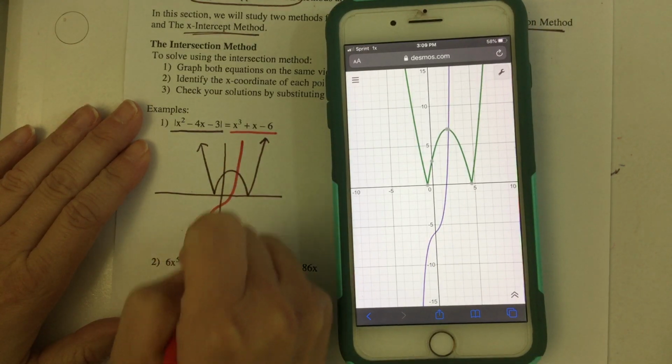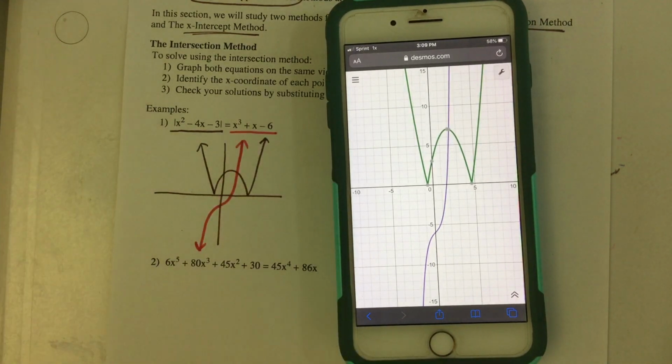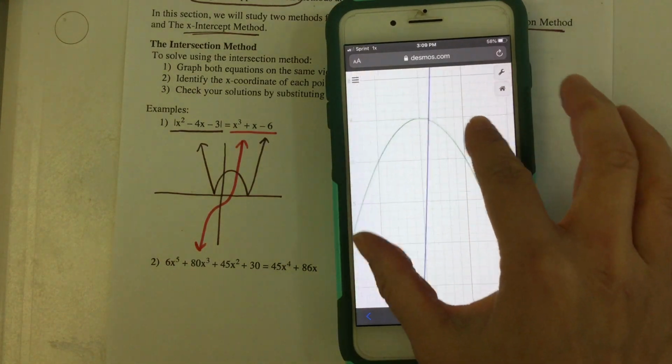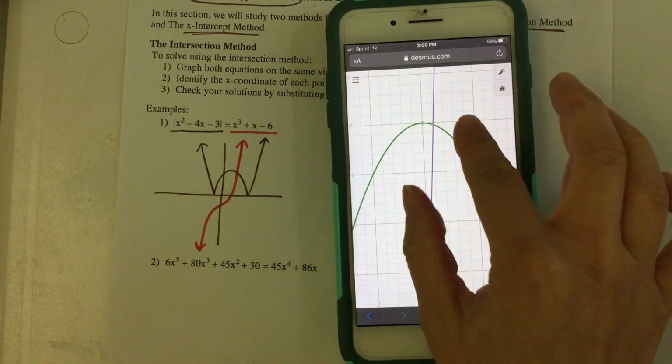So here is your first point. You graphed both equations on the same screen. So again, you'll go ahead and sketch it. You're looking for intersecting points. So the cool thing is with Desmos, you can go ahead, zoom in, zoom out.